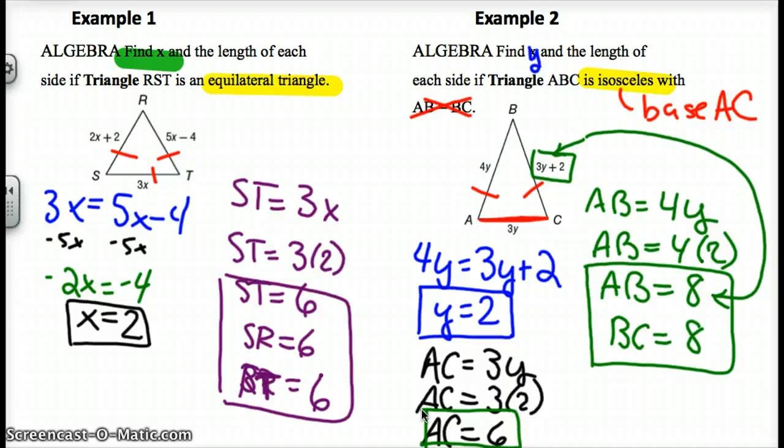So there you have it. We're talking about triangles, classifying triangles by angles and sides.